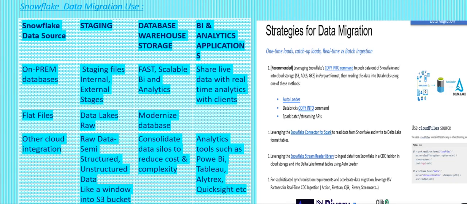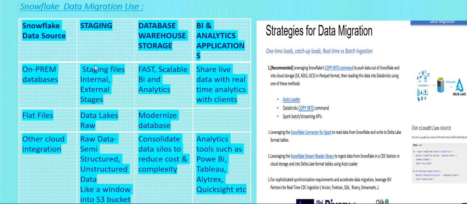So we have different objects in Snowflake. This is one of the basics of one-time catch-up and real-time ingestions. But before coming to the batch ingestions, we have to understand what the basic objects available are.